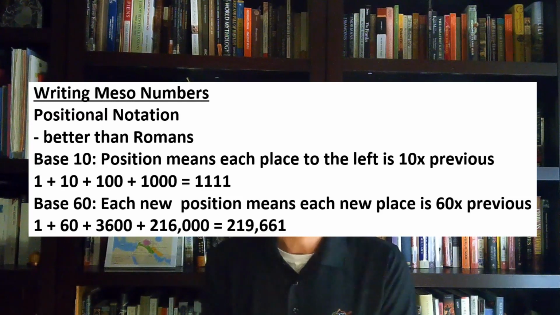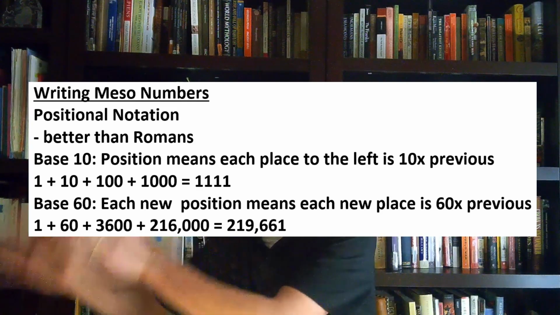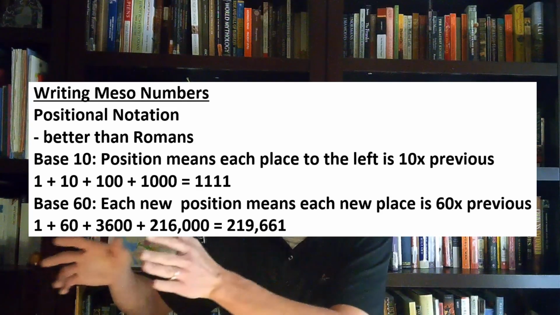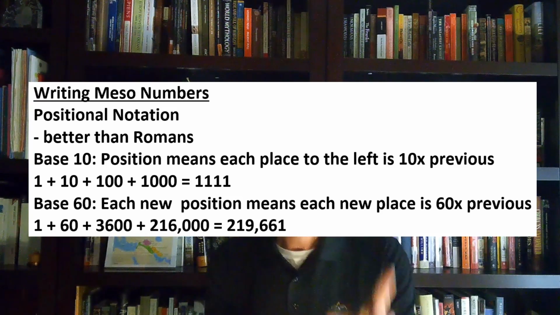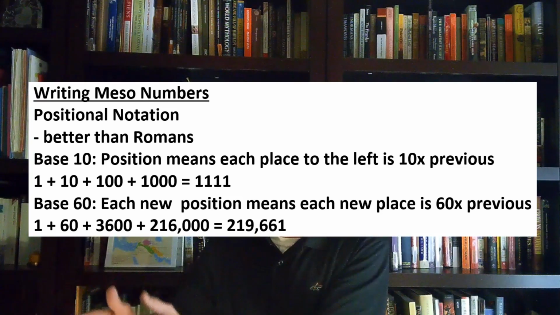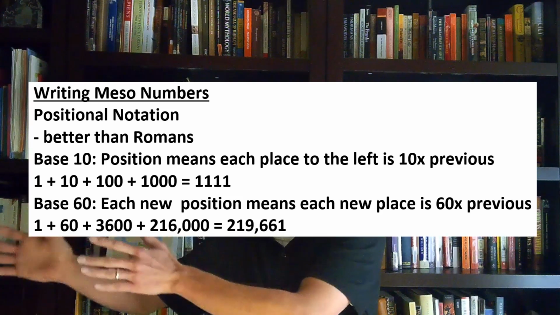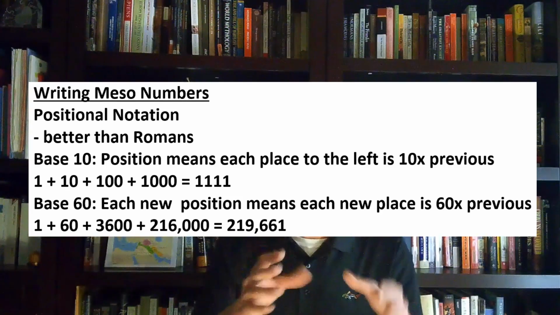By base 10, say we have 1 plus 10 plus 100 plus 1,000. So each of those steps in the position, if you add all those up, you get 1,111. Now let's talk about a base 60 system. You have 1, next position 60, next position 3,600, next position is 3,600 times 60, which is 216,000. Total those up and you get 219,661. So you see there is a positional difference, but nonetheless you can tell by position at what level you're dealing with in the calculation.